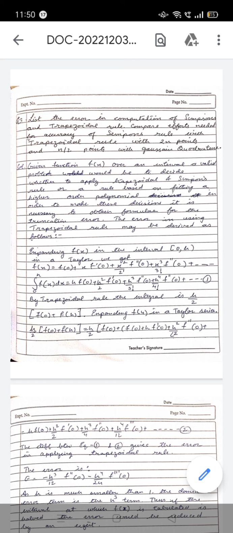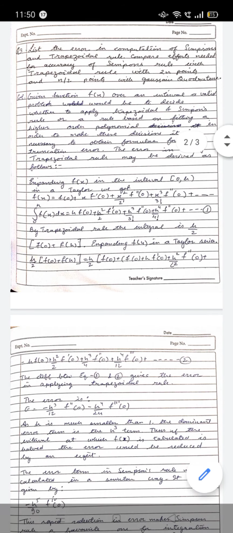Now by trapezoidal rule, the integral is h by 2 into f(0) plus f(h). Expanding f(h) in a Taylor series, we get h by 2 into f(0) plus f(0) plus h f'(0) plus h squared f''(0) upon 2 factorial. And this is our second equation.